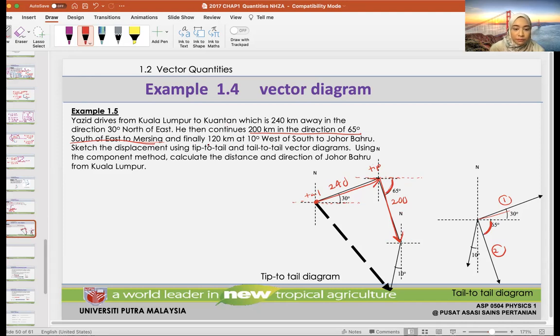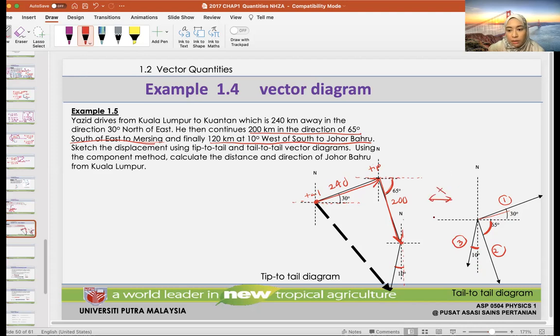The third vector, finally, 120 kilometer at 10 degrees west of south. So this is 120 for the third vector. So we connect the third vector tip to tail, tip of the second vector to the tail of the third vector, and still you are maintaining the angle. Angle kita tulis pada y-axis tadi. Y-axis tapi ke bawah. So sama juga, kena sama. Kalau lain, korang punya ni tak sama, salah.